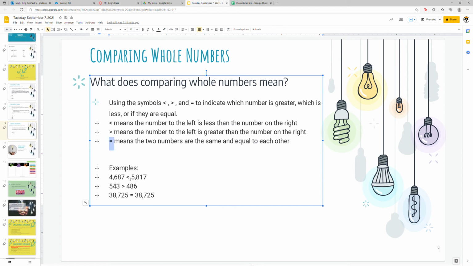Then we've got the equal symbol. That one's the easiest to understand, right? It means both numbers are the same. They have the same value. So 38,725 is equal to 38,725. It's the same number.